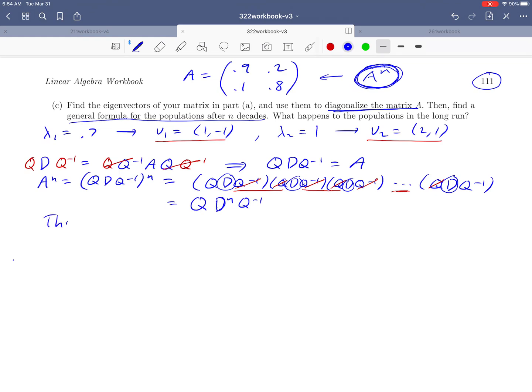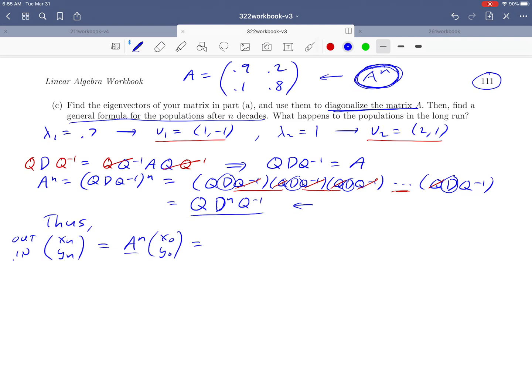So let's illustrate this now. What we're after is the populations after n decades, xn and yn. Remember again that these represent outside and inside California populations. From part A, we convinced ourselves that finding those populations is like taking the matrix A to the n and multiplying it by the initial populations. And we have this formula for A to the n up above: Q D to the n Q inverse. So instead of writing A to the n, we're going to write that.